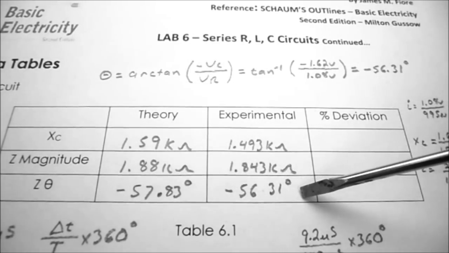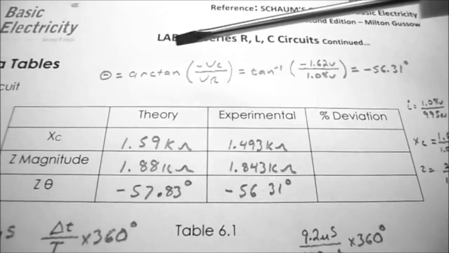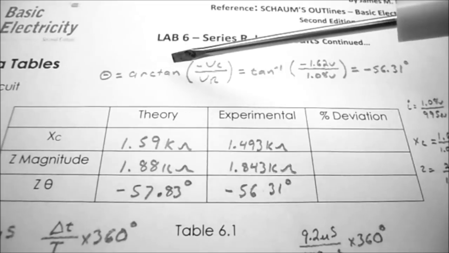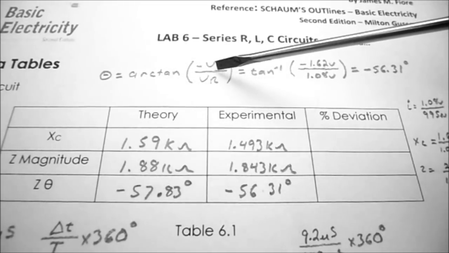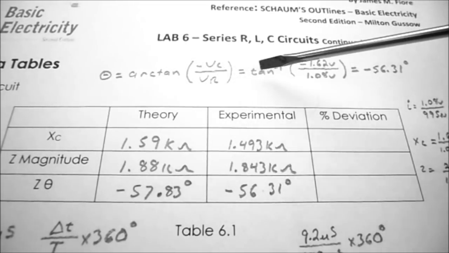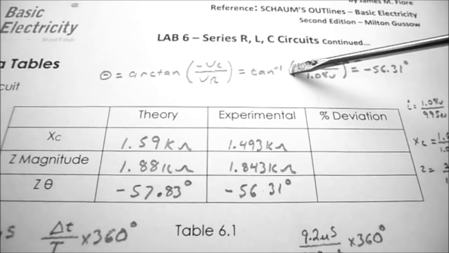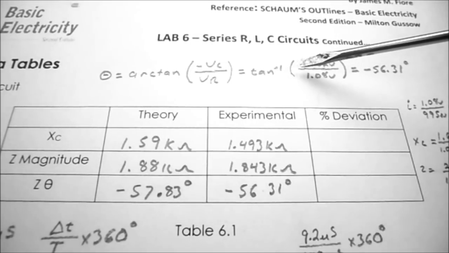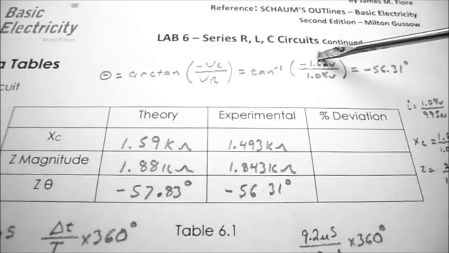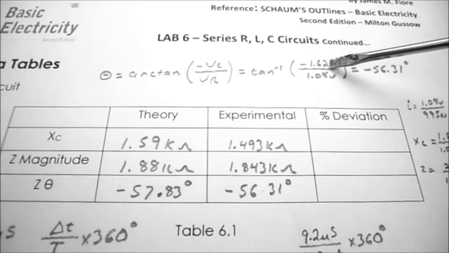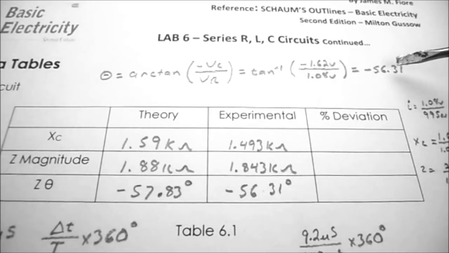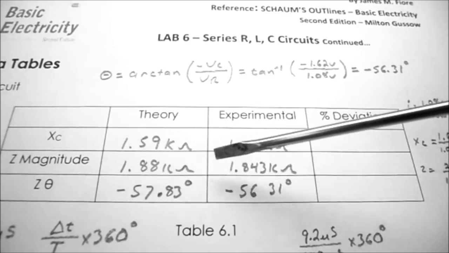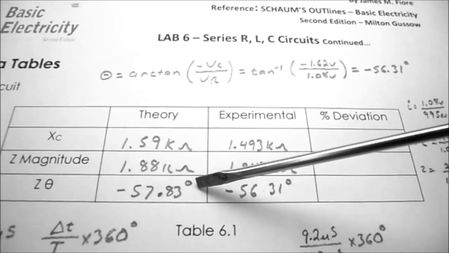Now the experimental theta comes from the formula theta equals arctan of minus VC over VR, and on your calculator it's probably labeled as tan^-1, and that's of minus 1.62 volts divided by 1.08 volts, and that ends up equaling minus 56.31 degrees, which is close to the 57.83 that we calculated.